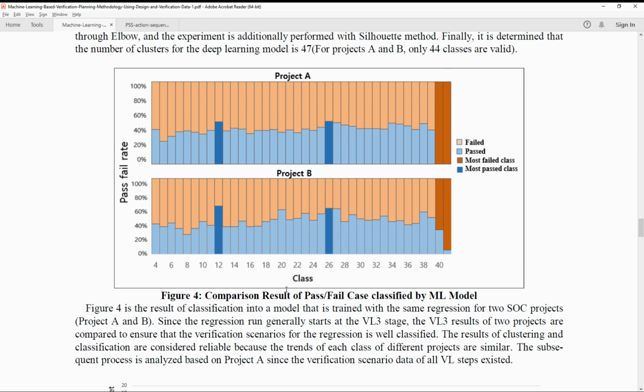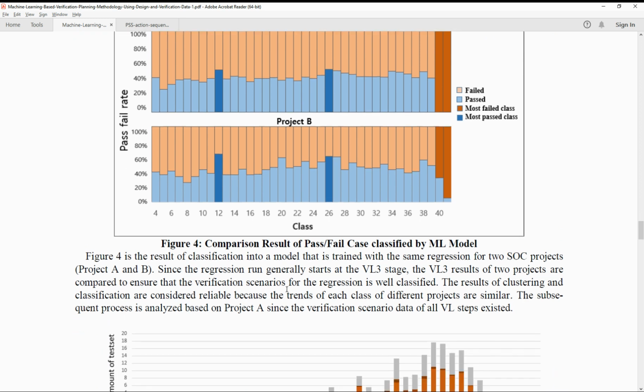Figure 4 is a comparison result of the pass-fail case classification ML model. Figure 4 is the result of classification by a model trained with the same regression for two SoC projects, project A and B. Since the regression run generally starts at the VR3 stage, the VR3 stage results of the two projects are compared to ensure that the verification scenarios for the regression are well classified.